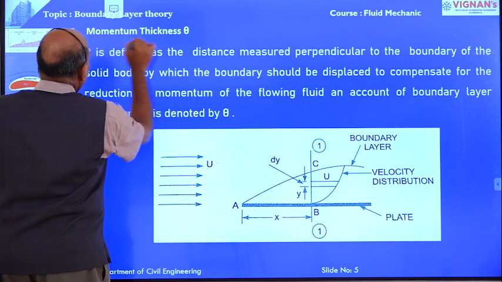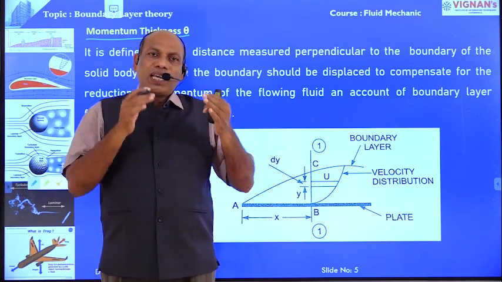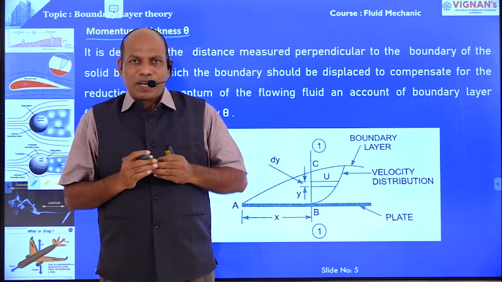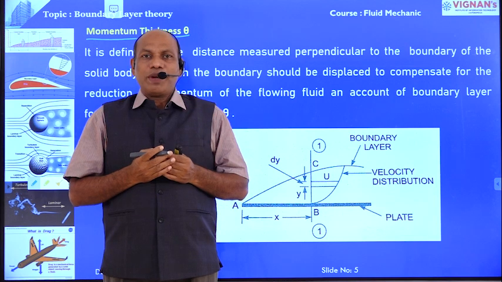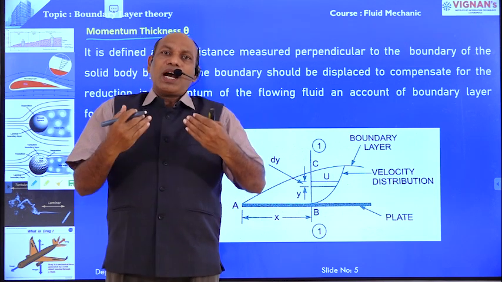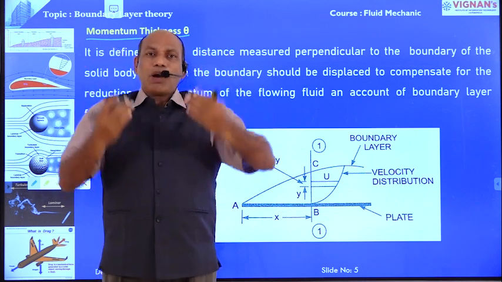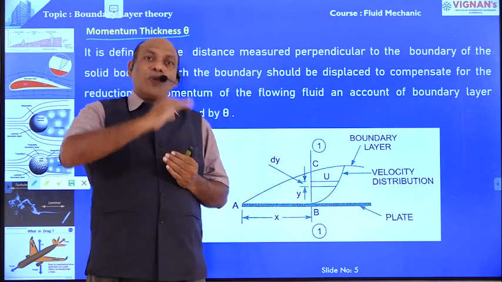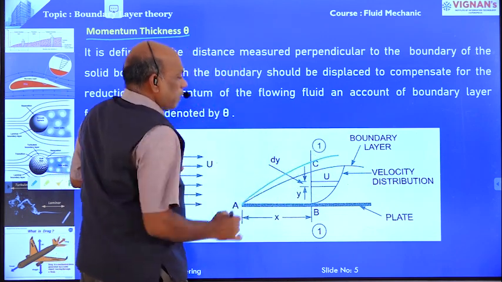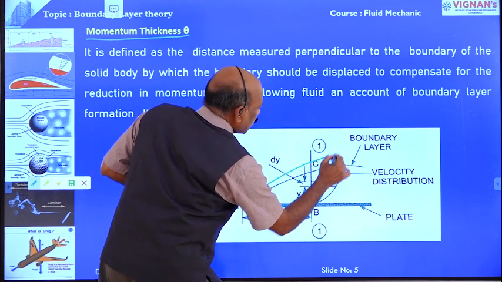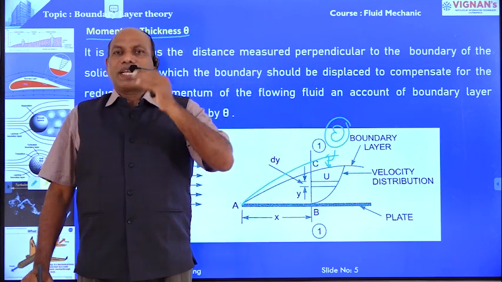Okay, momentum thickness. Here also, when the liquid is flowing over the solid body, there is a boundary layer formation. Because of the boundary layer formation, there is a reduction in the momentum of the flowing fluid. To compensate this momentum of the flowing fluid, the boundary layer is displaced to a distance theta. This theta is known as momentum thickness.